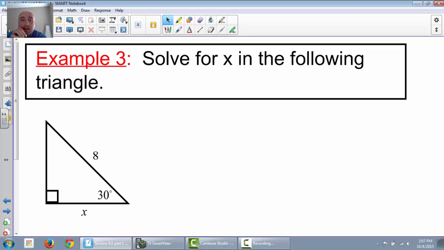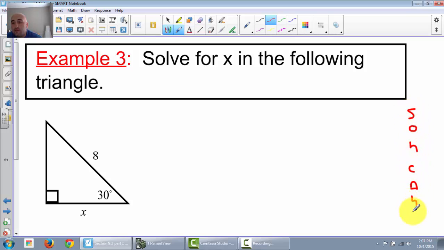Now it says solve for x in the following triangle. All right, so we're trying to figure out what this side length is. We can't do the Pythagorean theorem because we don't know 2 of the 3 sides. So we're going to set up a trig function. I'm going to remember my chief SOHCAHTOA over here. So SOH, CAH, TOA, and we're going to see which one we can use.